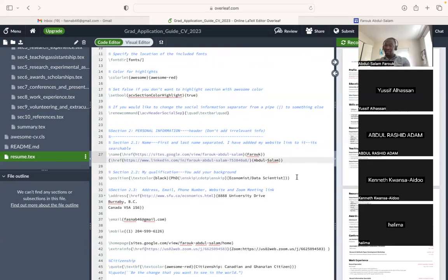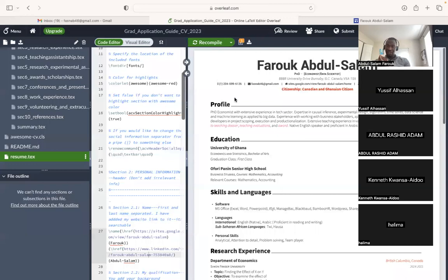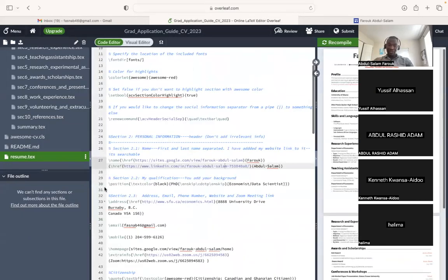This is where you guys ask the question, as in, if I'm not having a PhD, I'm just an undergrad, what should I do? This is section 2.2, which contains the PhD that I mentioned earlier. If you don't have a PhD and you don't want to bring it there, you just comment on it. To comment, you just click on this percentage sign. If you write a percentage sign in front of any code in LaTeX, it will kill that particular link or description for you.